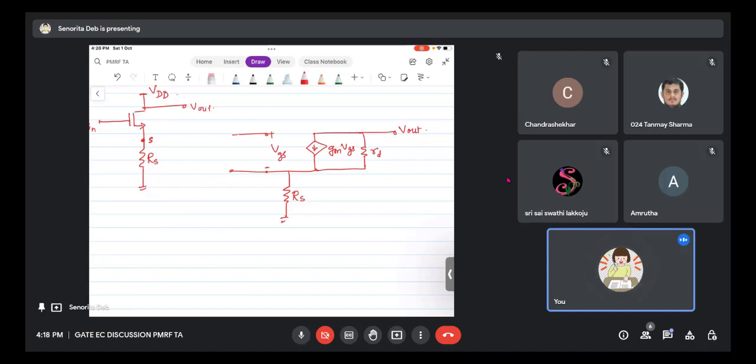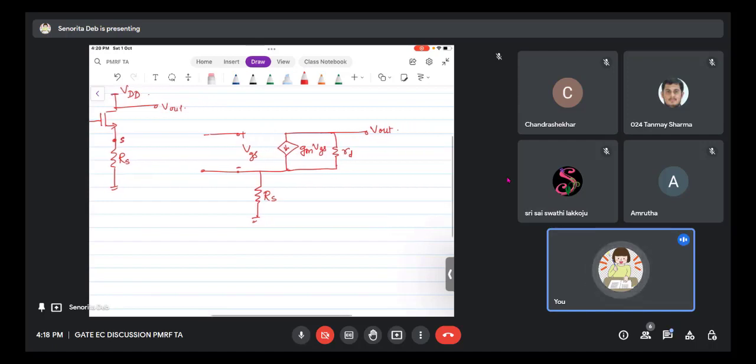So two things can be found out. The total gm can be found out and the total impedance can also be found out. So what will be the impedance? Impedance is always the Thevenin equivalent. So here there is a Vin, right? This Vin is from this node to ground.